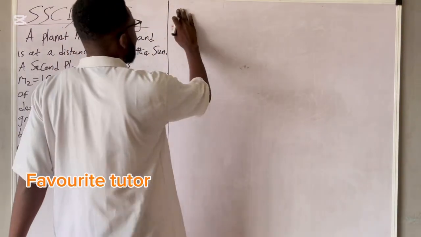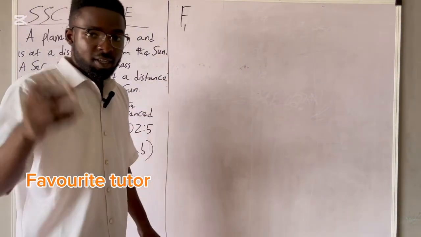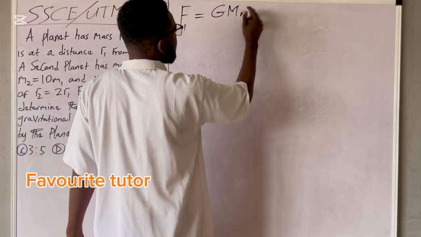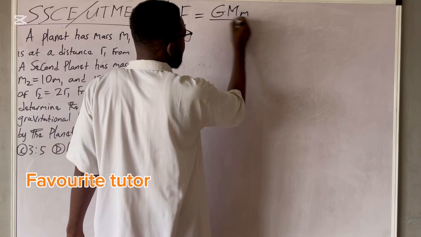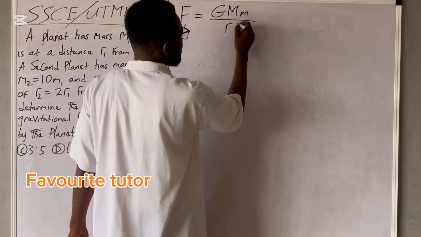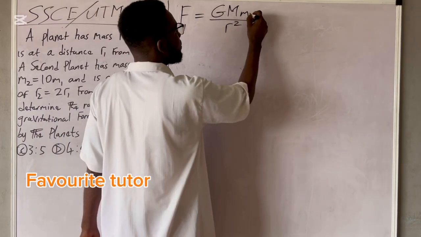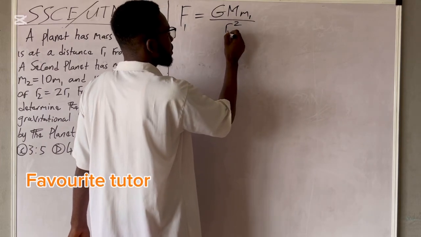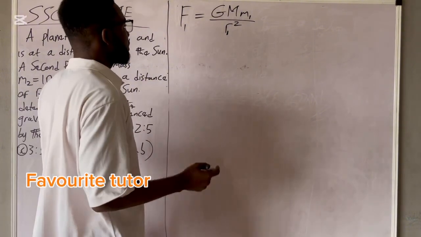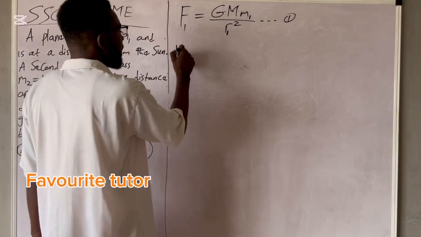Okay, for the first planet, gravitational force from the first planet, we are using Newton's law of universal gravitation, which is equal to G, mass of the Sun, mass of the planet, over the square of the distance between both bodies. So this is force 1. This one is the mass of the first planet. This is the distance. Call this equation 1.